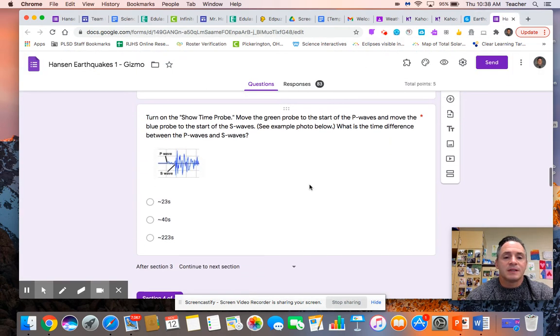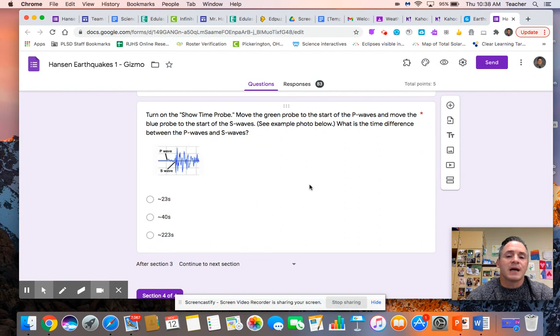All right. It says turn on the show time probe. Move the green probe to the start of the P waves and move the blue probe to the start of the S waves. See the example below. What is the difference in time between the P and S waves?